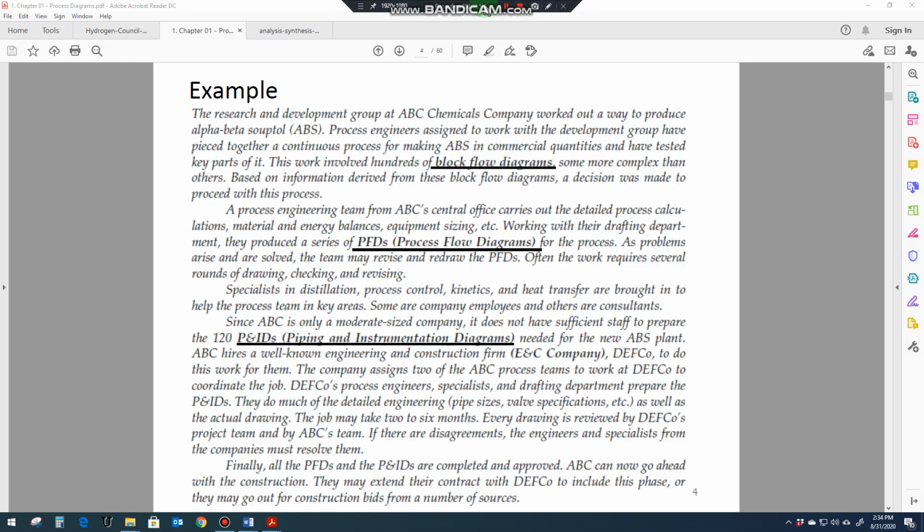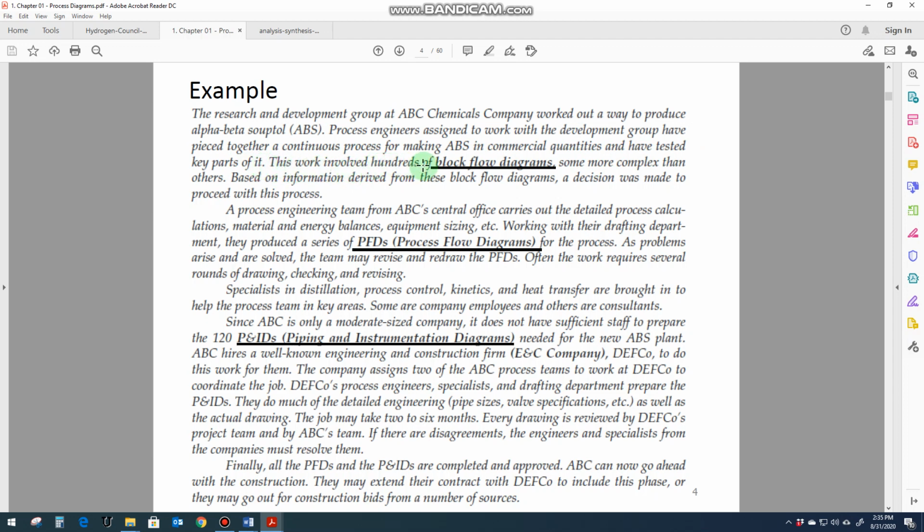Now, let's see this example here, and it will give you information about the different kinds of diagrams that we can actually make from any process. Let's see what we have here. The research and development group of ABC Chemicals Company, so this is the name of some company, worked out a way to produce alpha beta softol, ABS. Process engineers assigned to work with the development group have pieced together a continuous process for making ABS in commercial quantities and have tested key parts of it.